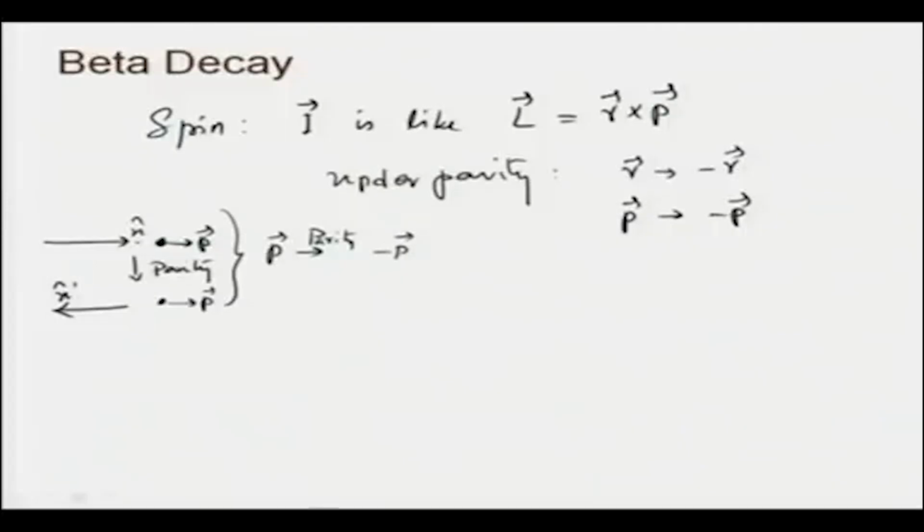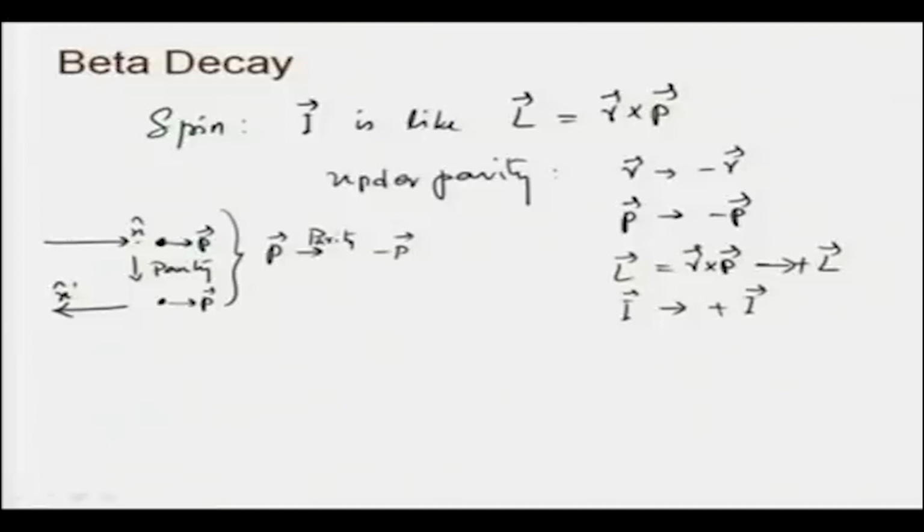R goes to minus R, but L is equal to R cross P. Both R and P reverse sign. Therefore, this is going to be the same positive L, not negative. So, L also goes to plus L.